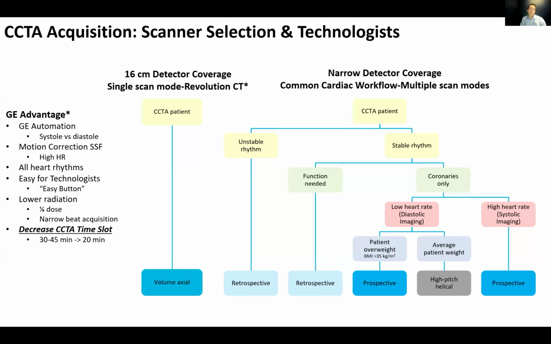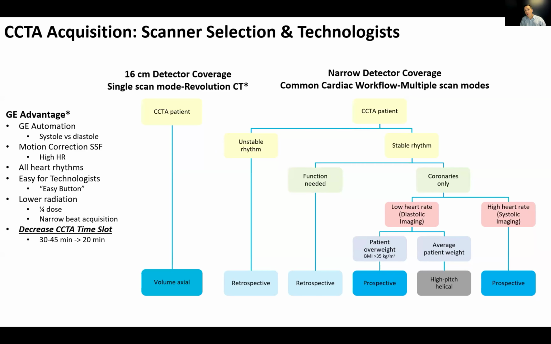And we've really switched to the GE Revolution Apex platform. Just to speak a little bit about the benefits of that platform, there's a lot of automation. The scanner is able to decide where to scan the patient in systole versus diastole, meaning if the heart rate's high, the scanner can automatically decide to scan in systole. There's motion correction with SnapShot Freeze, and I'll show examples of that. That can really allow you to scan higher heart rates and get motion-free imaging, which is crucial to determine what you're dealing with in each case. It's easy for the technologist. I say it's an easy button. That's kind of how I describe it.